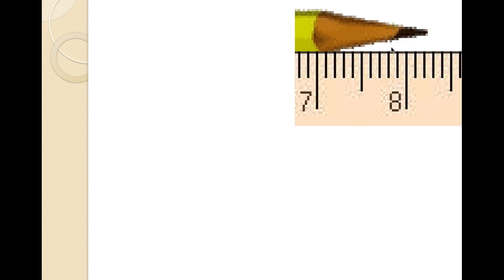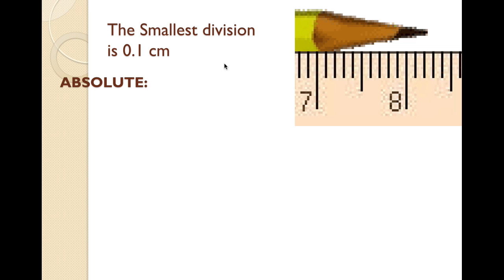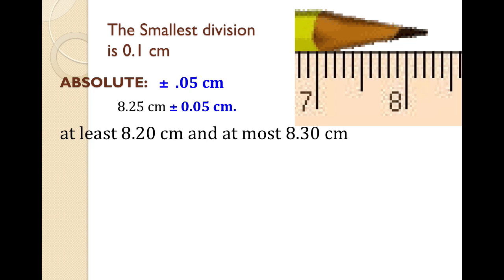Take a look at this pencil, where each line is 0.1 centimeter. We know that the absolute uncertainty is going to be plus or minus half that. So let's take a look. We have 7, 8, 8.1, 8.2. It's a little bit longer than that, so I'd say it's about 8.25 centimeters plus or minus 0.05 centimeters. That means the measurement of this pencil could be anywhere between 8.20 centimeters and at most 8.30 centimeters.